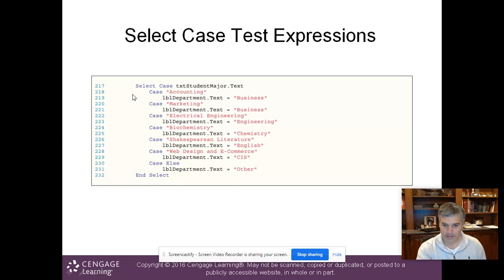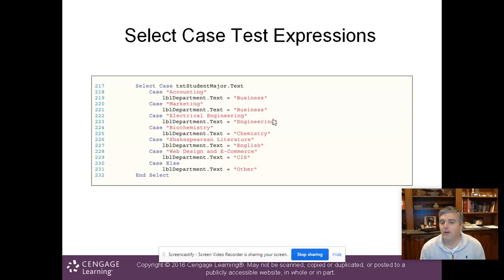Here is another example of using a case statement. This case statement is based on the value in student text student major. If the value in that text box is accounting, we display business in the department label text. If it's marketing, we display business. Electrical engineering, we display engineering, and so forth. And then at the end, we just have a case else. So if anything other than accounting, marketing, electrical engineering, web design, or e-commerce is in there, we just display other in that label. It can be a little cleaner than writing if statements.